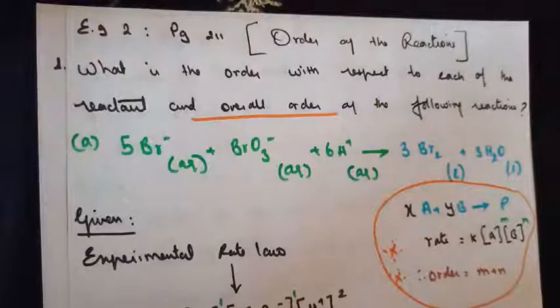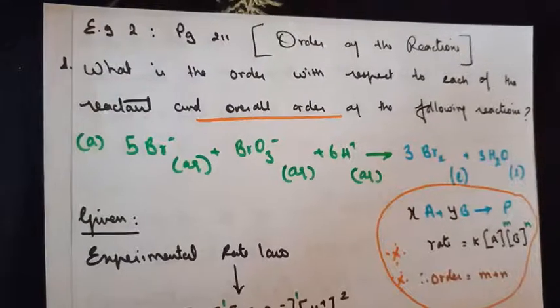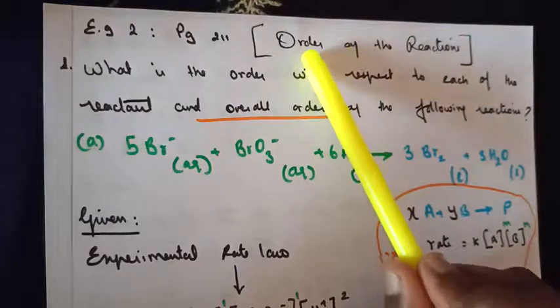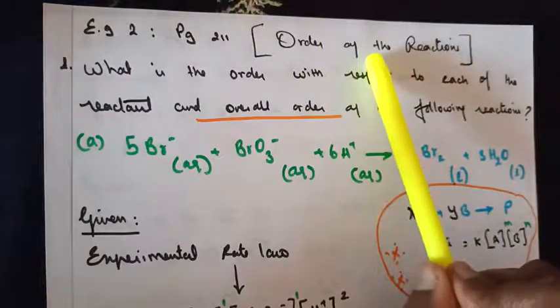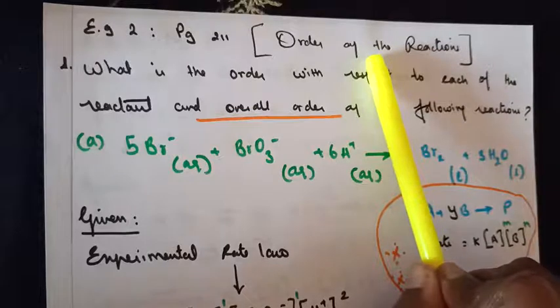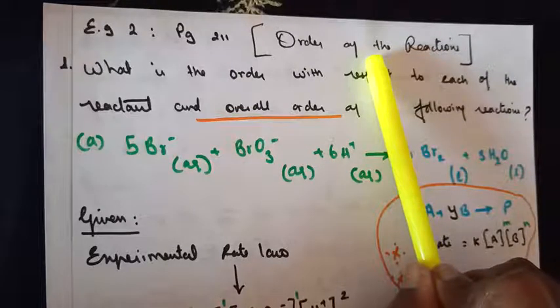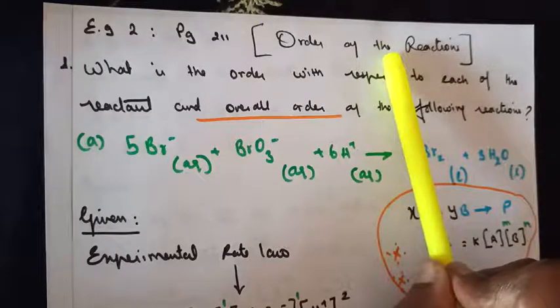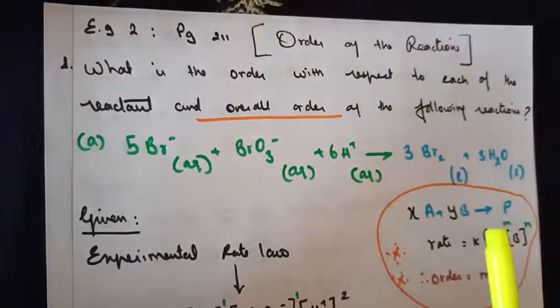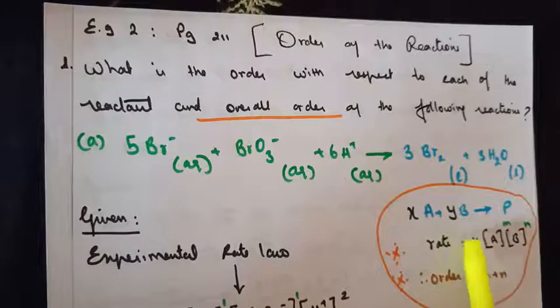Good wishes, dear students. The concept you will be learning in today's class is numericals based on the order of reactions. In terms of order of reactions, 1 mark, 2 mark, 3 mark, and sometimes even 5 mark numericals are asked. They are very easy if you understand the concept which I have been telling you from the beginning of chemical kinetics.